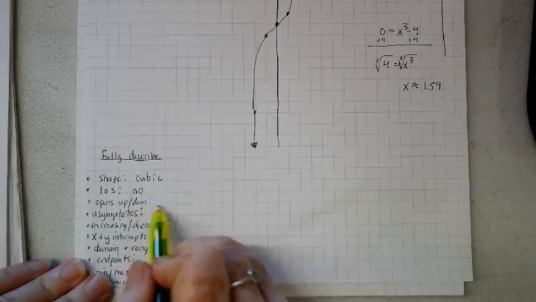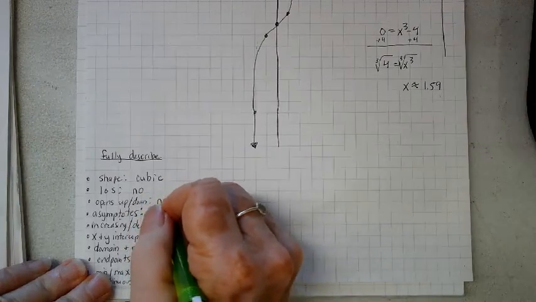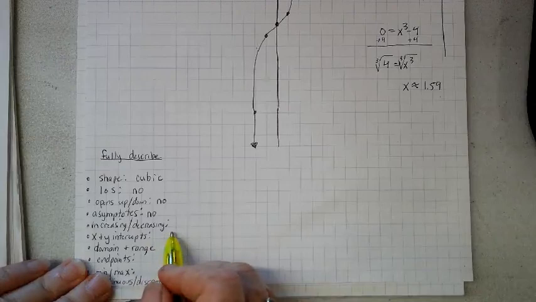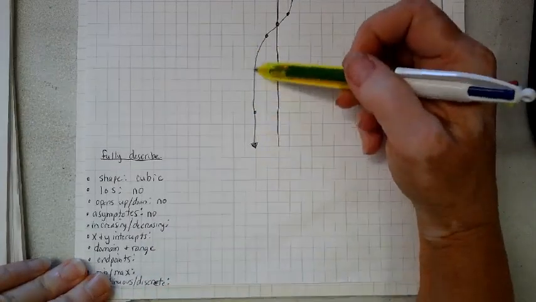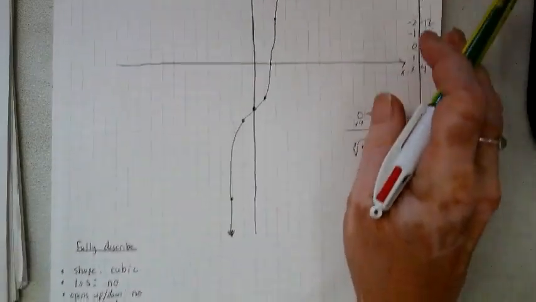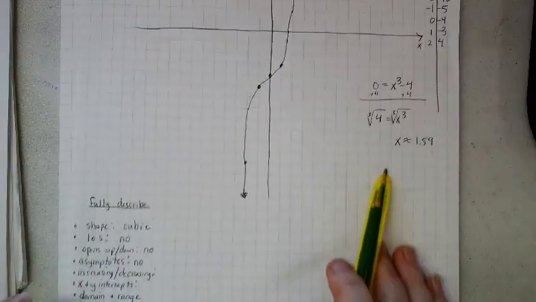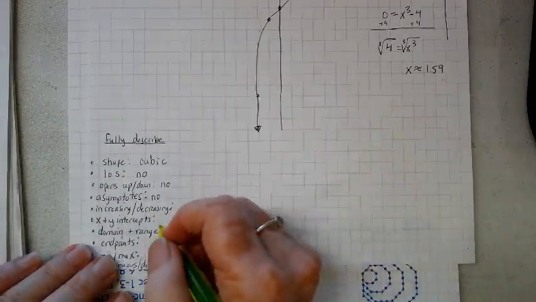Does it open up or down? No, it's not a parabola. Does it have asymptotes? No. Is it increasing or decreasing from left to right? It is increasing. It's going up. So I'm going to say it's increasing.